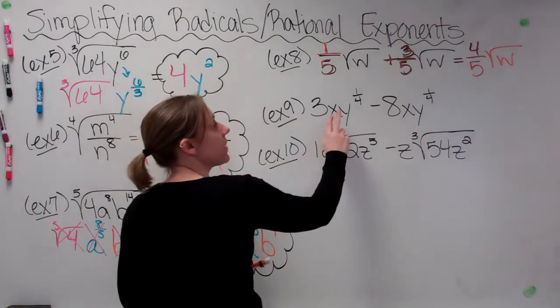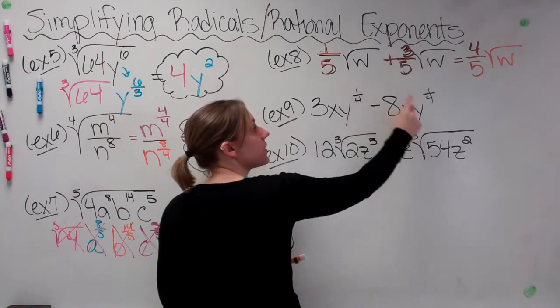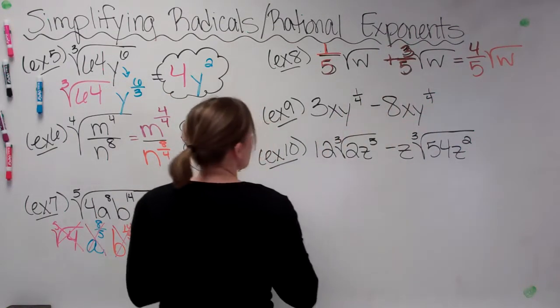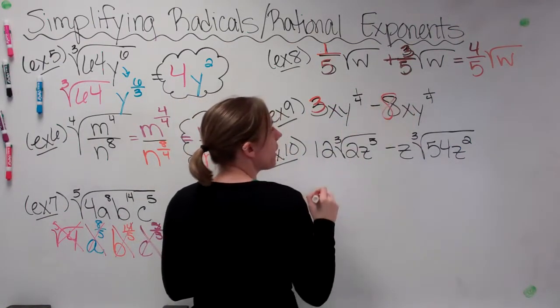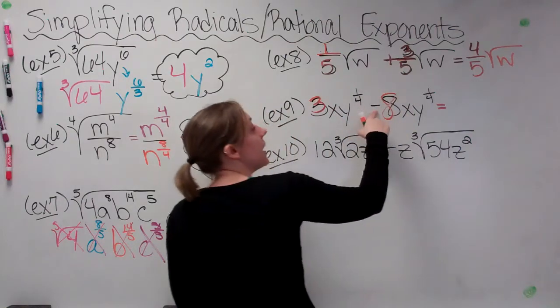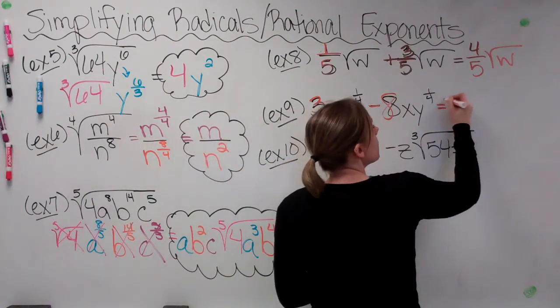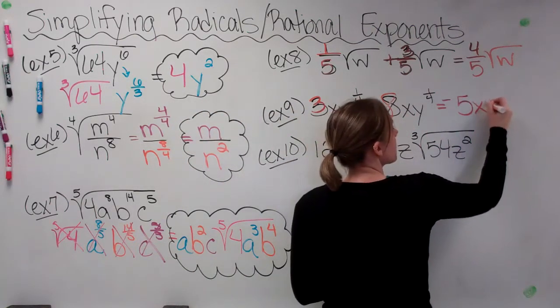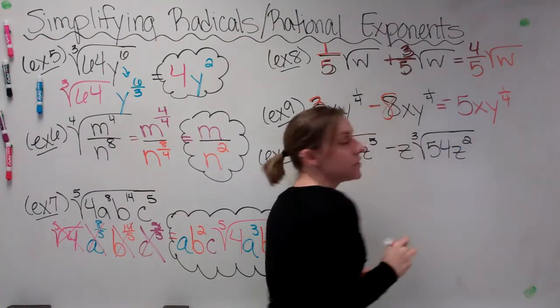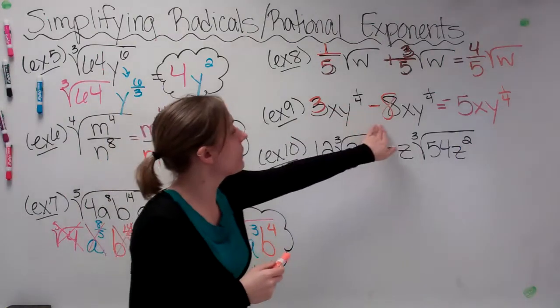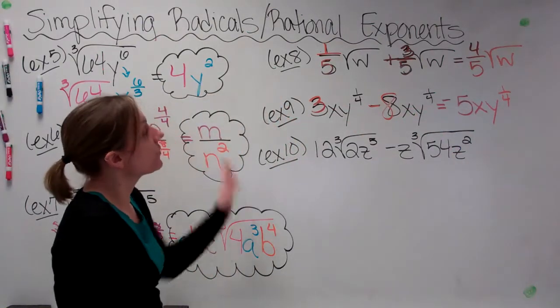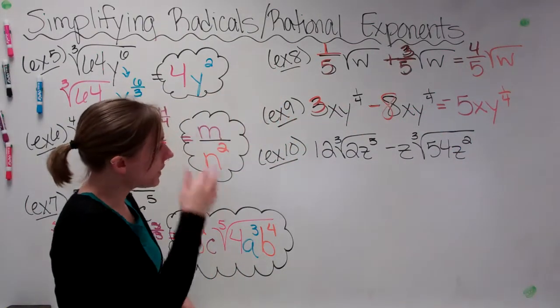All right, same thing here. X and Y match. Y is to the 1/4. Everything matches. So we just combine our 3 with our 8. And we get, and be careful, in this case it's subtracting. So we get -5 x, y to the 1/4. The x and the y match, so we just put the coefficients together. All right, so that's kind of reviewing that adding and subtracting.